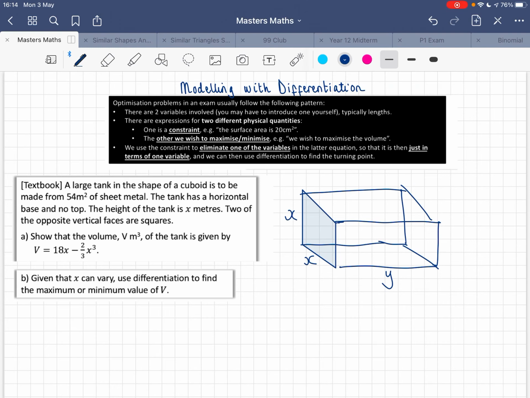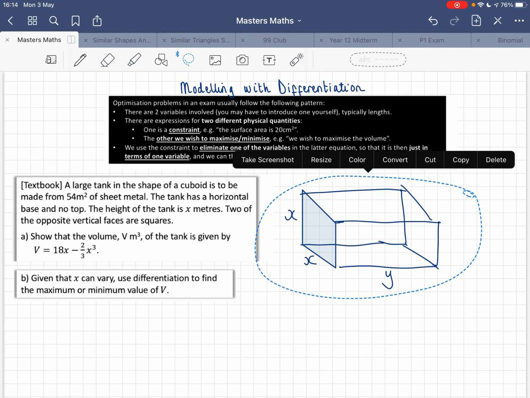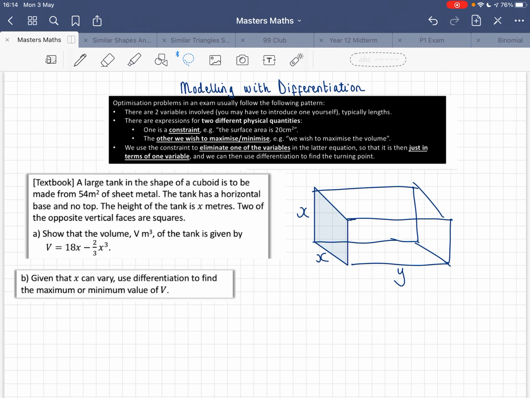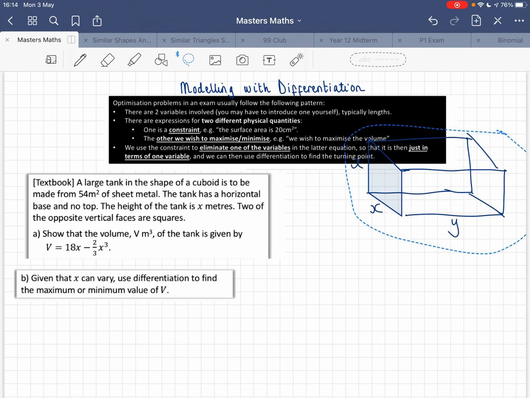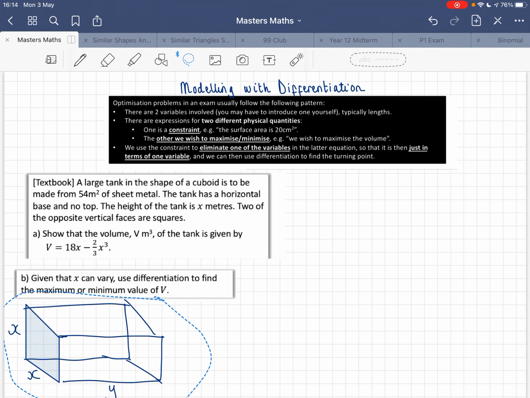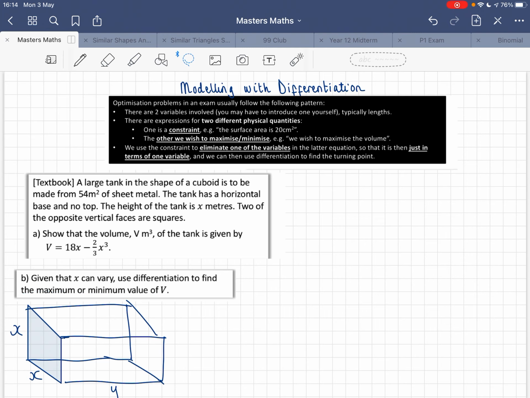So as it stands, the volume would be, I haven't really left myself enough room. Can I make this a bit smaller? Just move it out of the way. Can I put it over there? Over here, maybe this is the best place for it. Right, let's put it there.